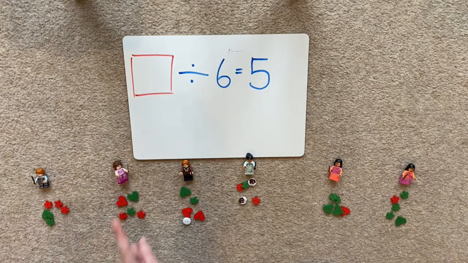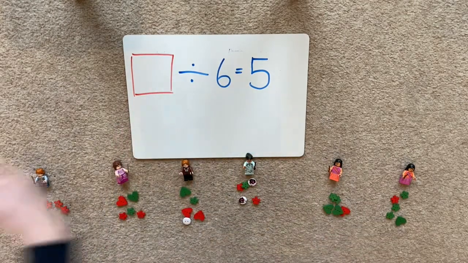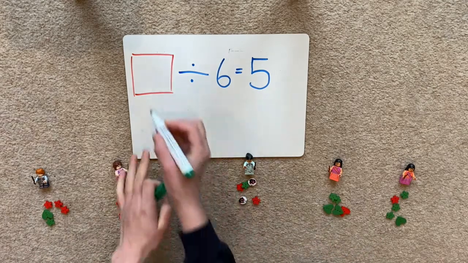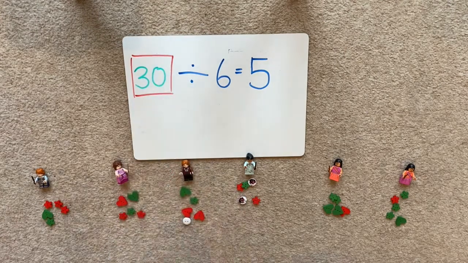So I've got 6 groups. They each have 5. How many altogether? What's our altogether number? We can count up in 5s. 5, 10, 15, 20, 25, 30. So our unknown is 30.